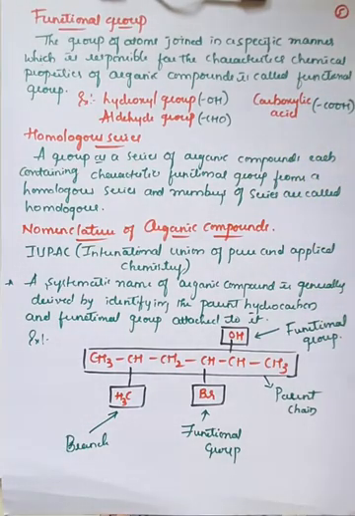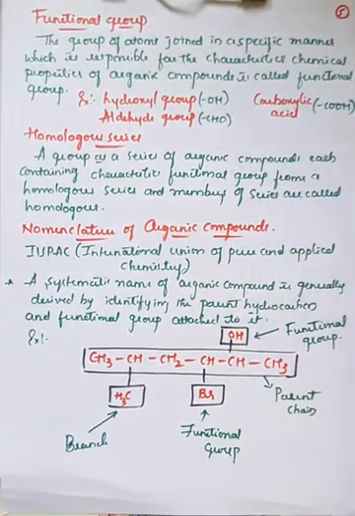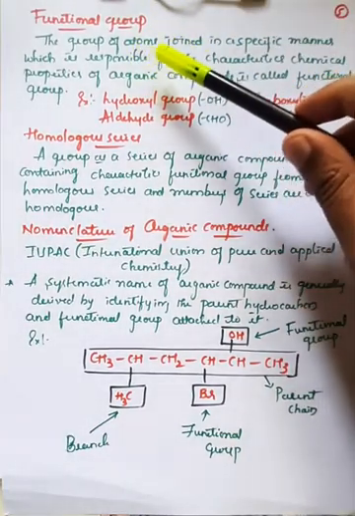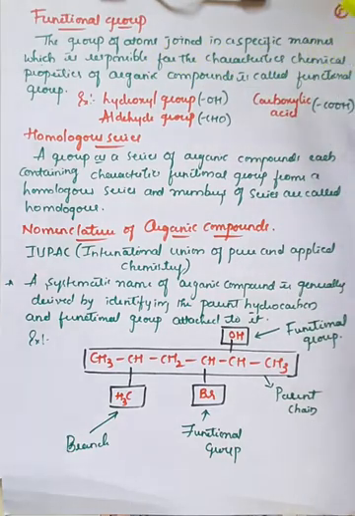Further, an important definition, which might be a 1-mark definition for your examination, is the functional group. Generally, a functional group is a group of atoms joined in a specific manner, which is responsible for the characteristic chemical properties of an organic compound. If you take any organic compound, it consists of one of the functional groups. So that functional group is defined as the group of atoms joined in a specific manner, which is responsible for the characteristic chemical properties of an organic compound, right?